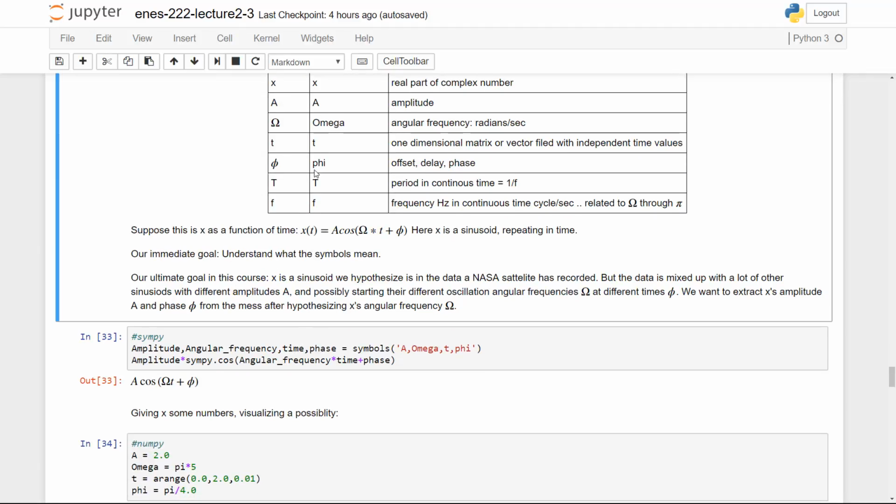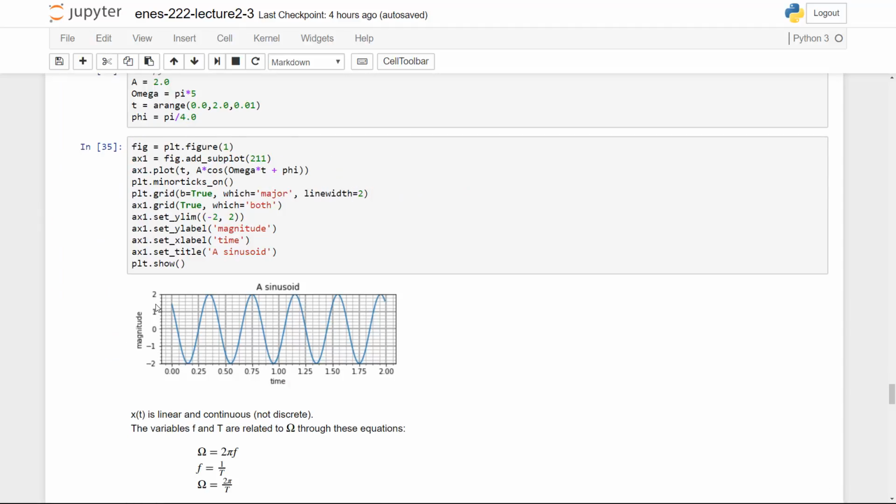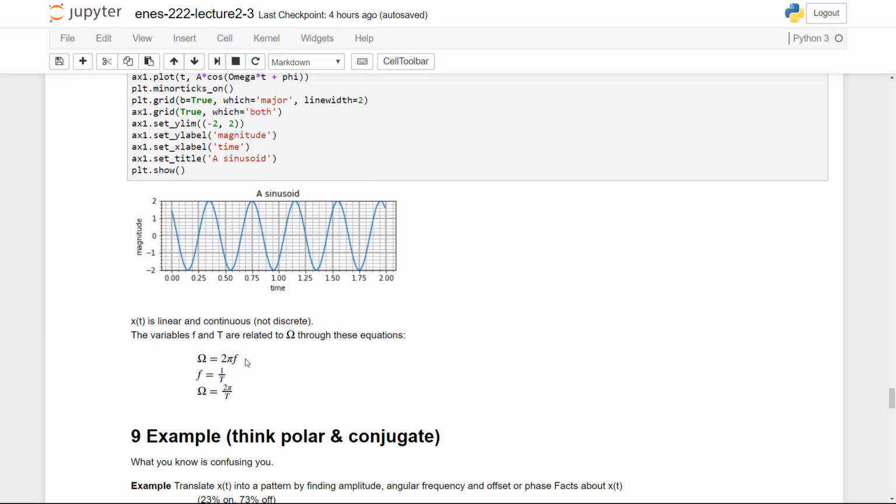So our immediate goal is to understand what these symbols mean, and the ultimate goal is to find sinusoids in random data. So we're actually looking for perfection in the data itself, and this is the perfection we're looking for. Now A itself is the magnitude, which is in this case 2, from 0 to 2. It shifts from 2 to minus 2 to 2 to minus 2, and everywhere in between. These are the formulas that relate the angular frequency to hertz and to period.